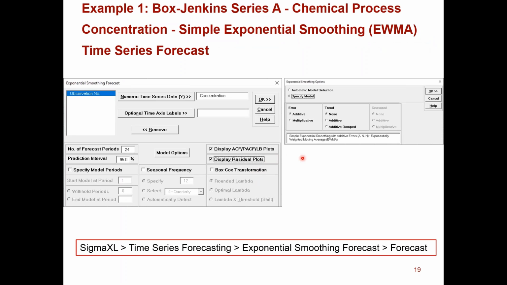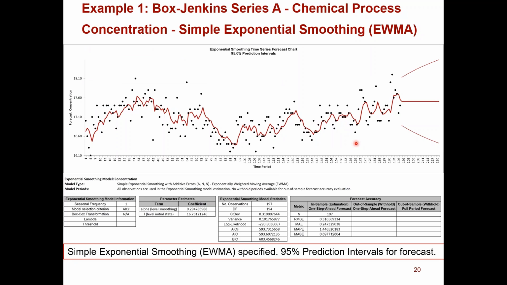Recall from part 2, we have our exponential smoothing forecast dialog, and we can do automatic model selection or specify the model. In this case, the model is error is additive, trend is none. That's an EWMA. And then this creates an exponential smooth forecast. The red line is the one step ahead forecast. These are the prediction intervals and the prediction value for the 24 periods.